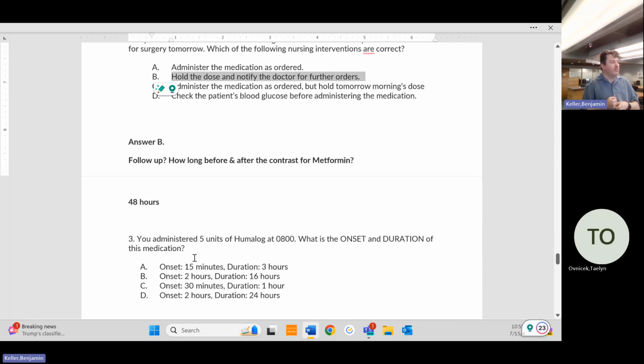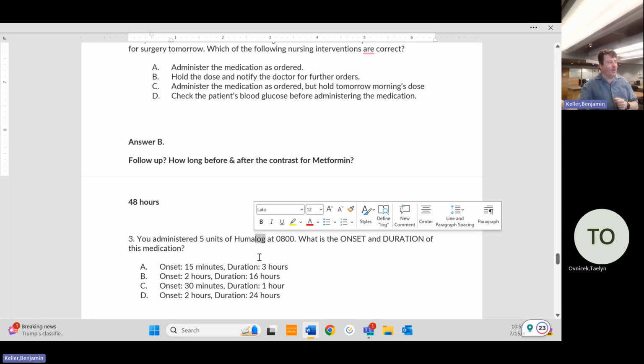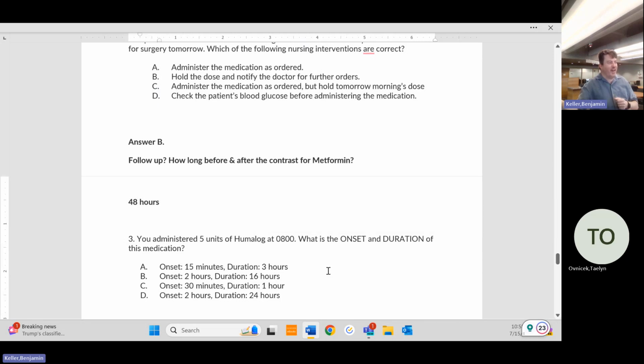Let's see, you administered 5 units of Humalog at 8 in the morning. What is the onset and duration of that medication? So you can go back to that really cool chart from Simple Nursing, or you can remember that Humalog, it's Log. This is actually a brand name, so you might not see it, but it ends in log, right? So do we know that that's fast? It's very rapid, as it's logarithmic.